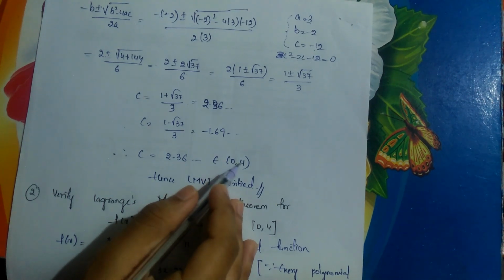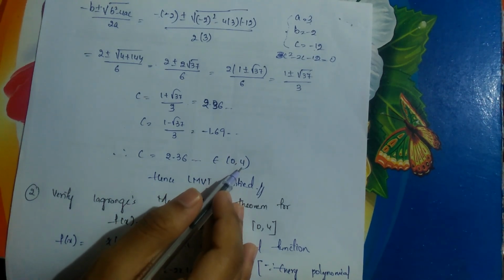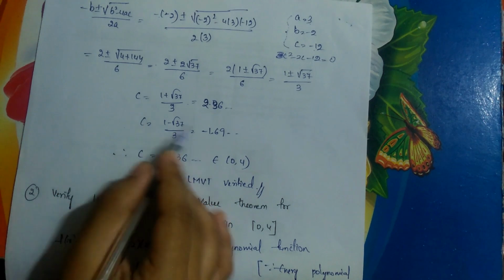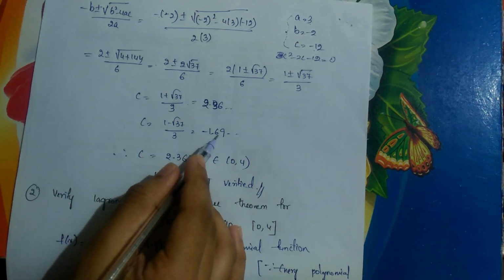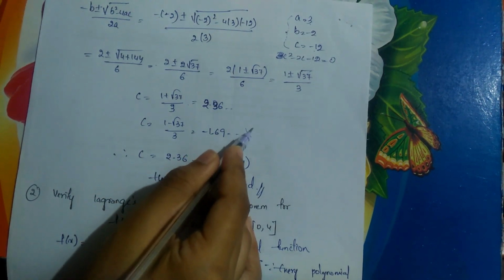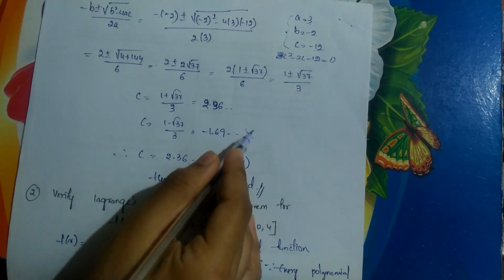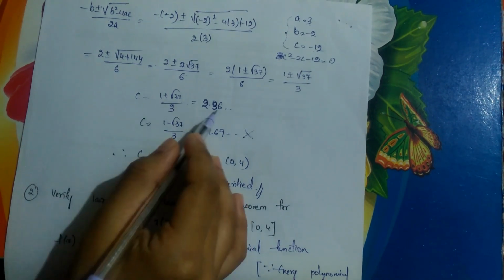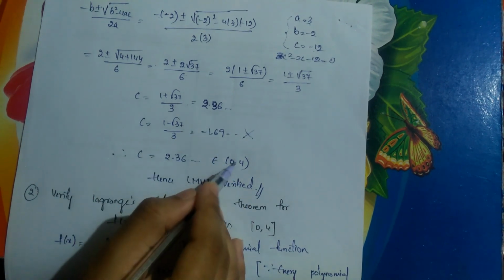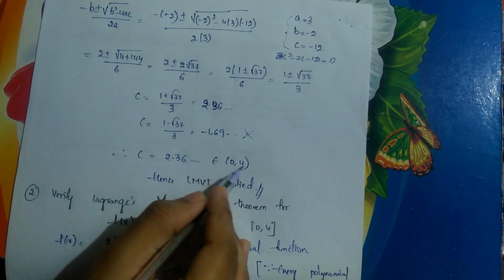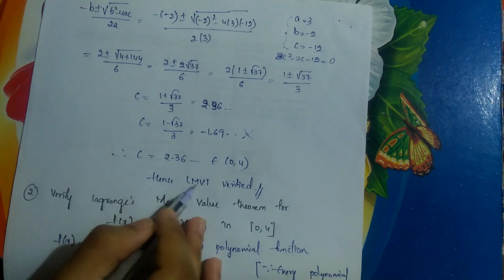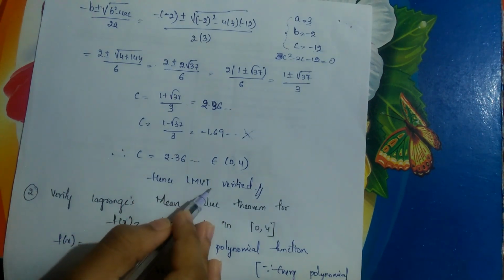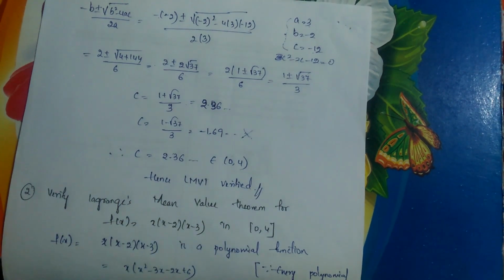So in interval 0 to 4 we have only positive numbers, but for c we got a value as minus 1.69. So this will not come under the consideration of the point. So we have to take the value of c as 2.36, as the interval is only for the positive numbers. So hence LMVT, that is Lagrange's mean value theorem, is verified.